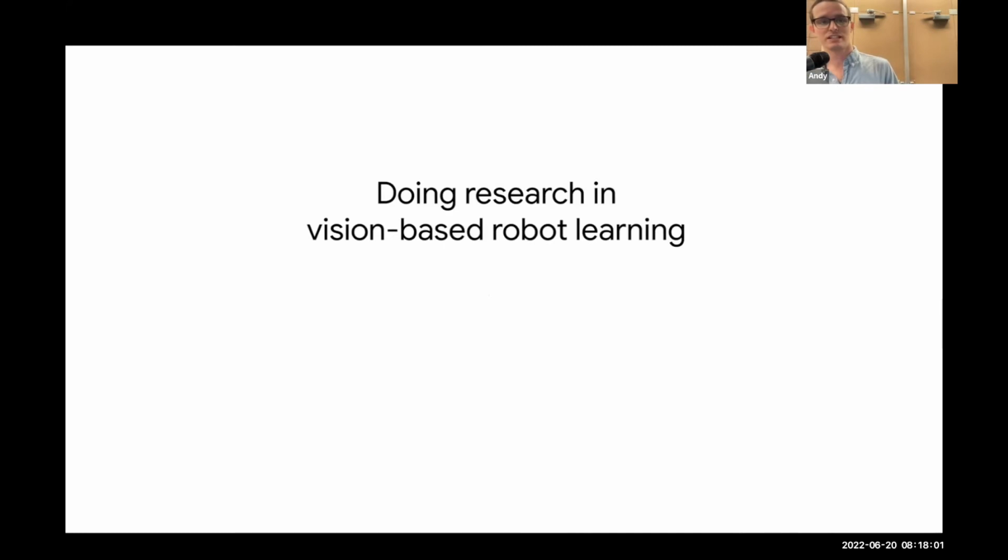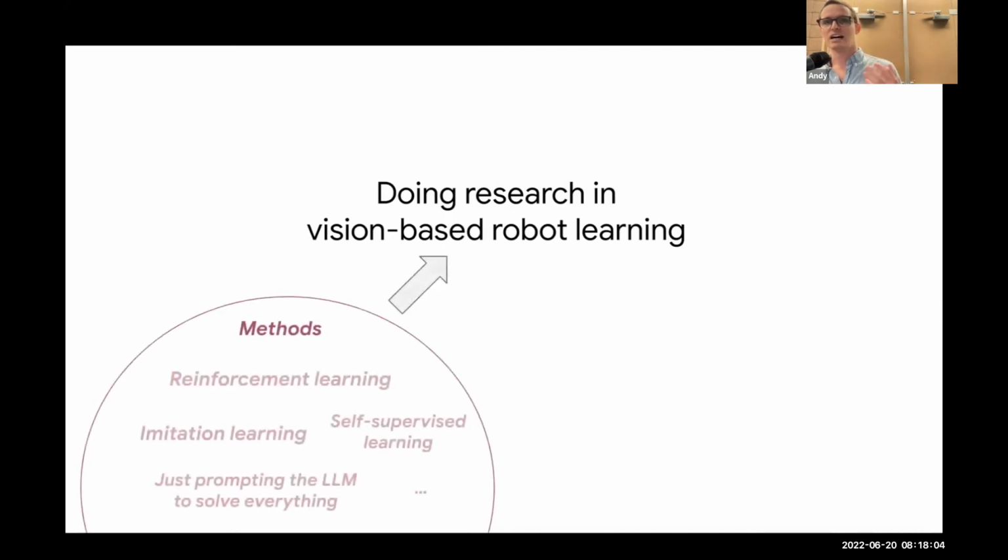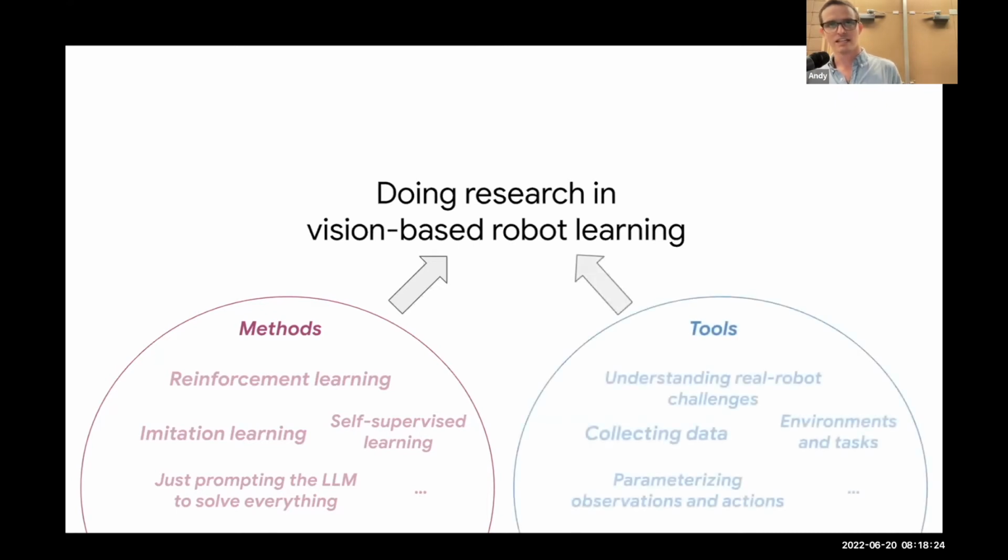So doing research in vision-based robot learning, I think the majority of the emphasis is often about the methods. So, the reinforcement learnings, the imitation learnings, the self-supervised learnings, or just prompting the LLM to solve everything, whatever the method is that you use. These are the things that I think we talk about a lot. And there's all this other stuff which all come together as tools, which are sort of agnostic to the methods themselves, but I think are incredibly important in actually making robot learning research work. They're sort of the behind the scenes heroes here of robot learning research.